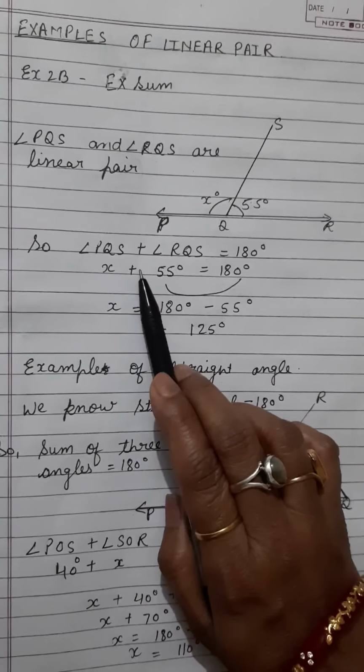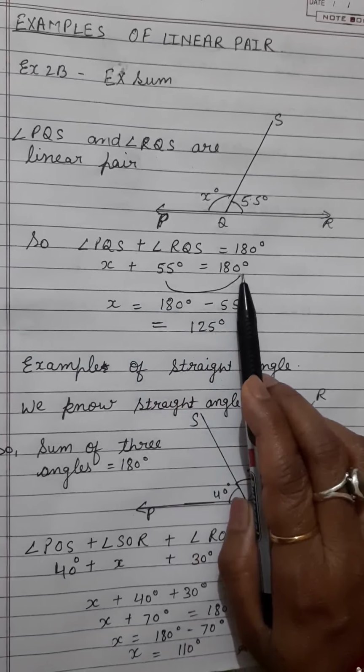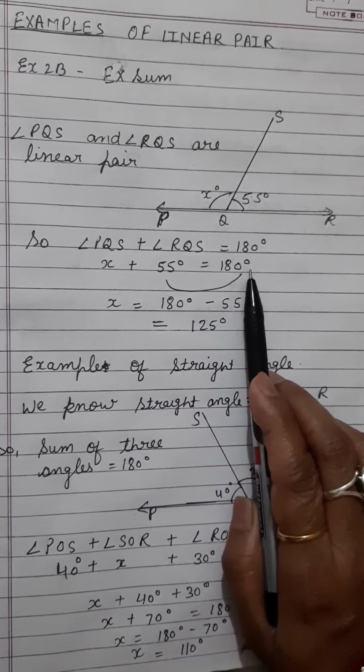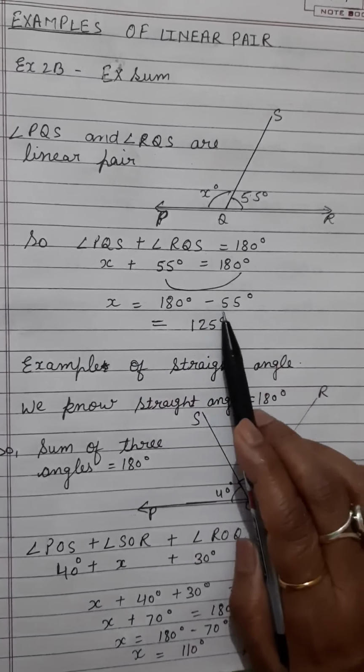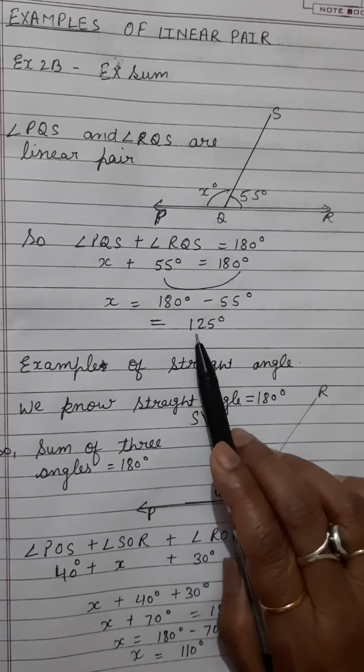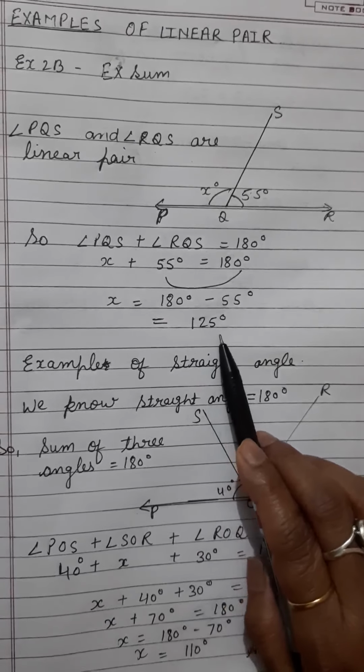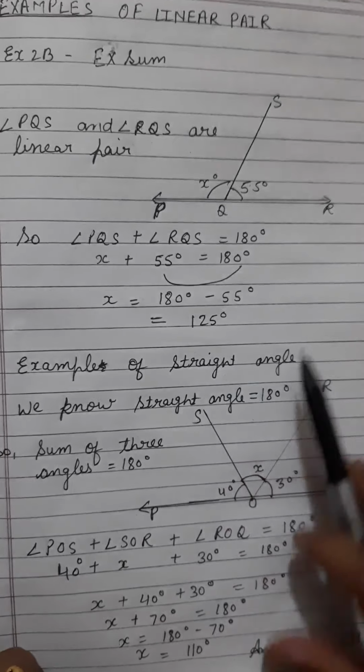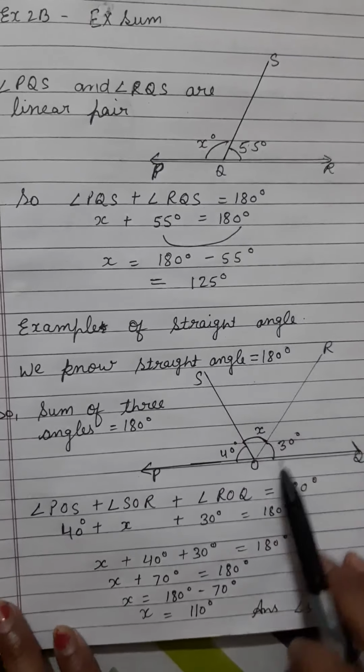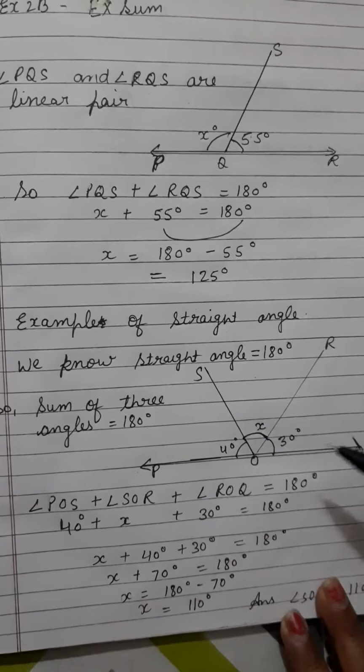So what you will do, this is a plus sign, after going to the other side of the equal sign, it will change the sign and become minus. So the answer will be 125 degrees. Like this, many sums are there in your exercise. I will give some for homework also.